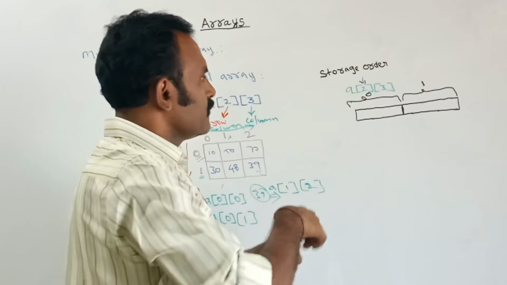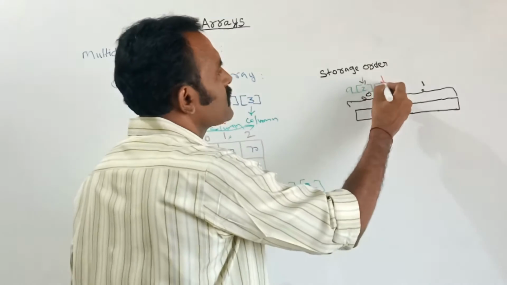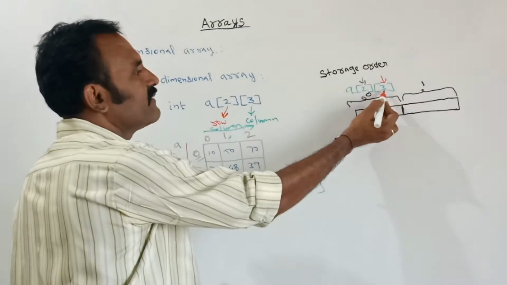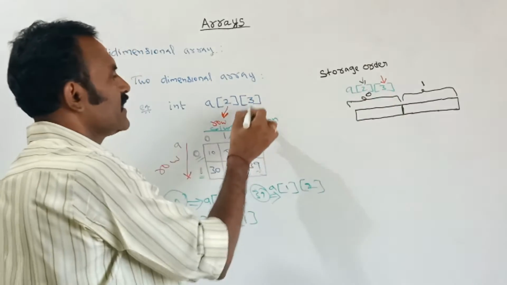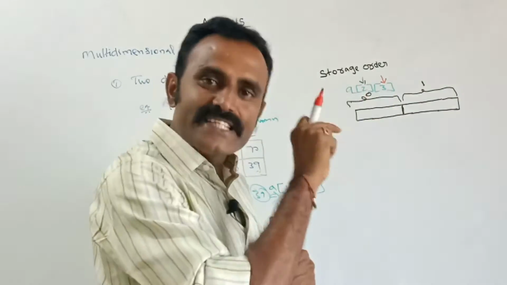Next let us see about this second subscript value. Here this is the second subscript value. Second subscript value, totally how much? Here I have given it as 3. So here we are referring to it as column, but while storing in memory it will store in this order.